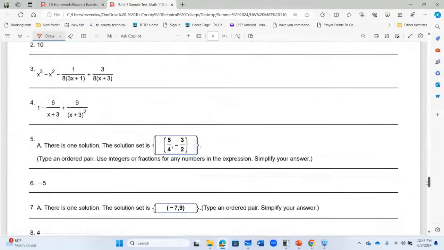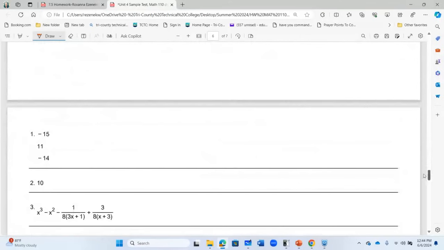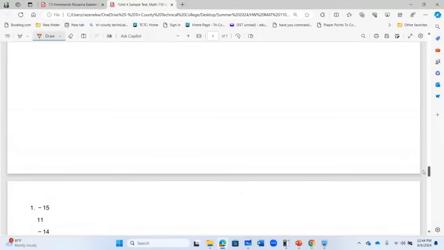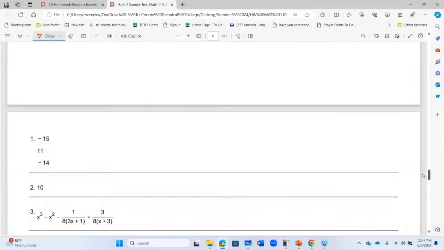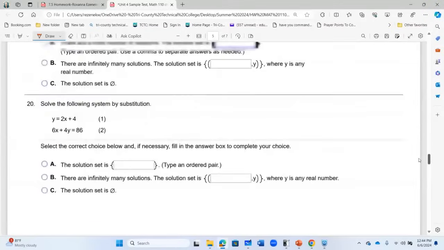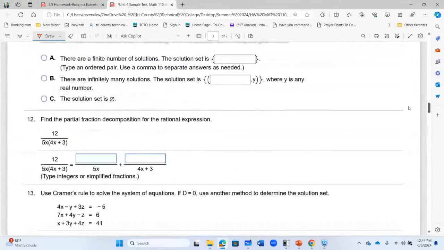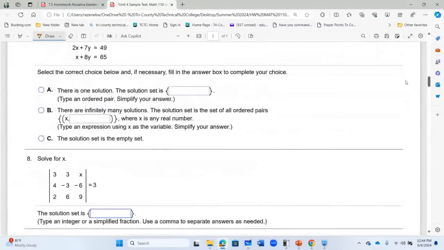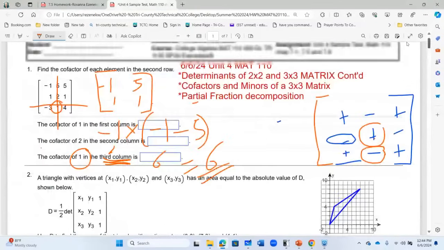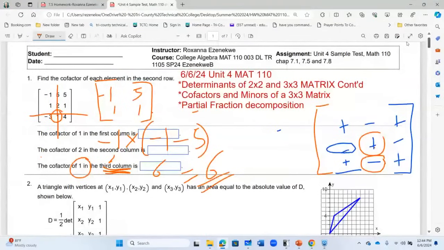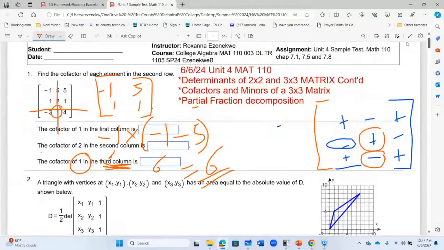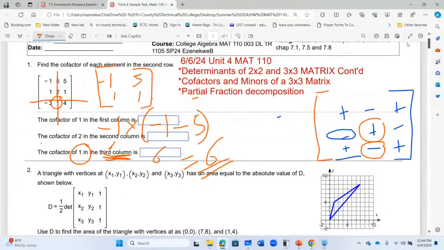And then if you have to do it again, there are only 20 questions in this practice test. So we want to make sure we take care and make sure we understand. If you don't understand, we go back. Okay, I'm just going to find the cofactor of 1 in the third column.